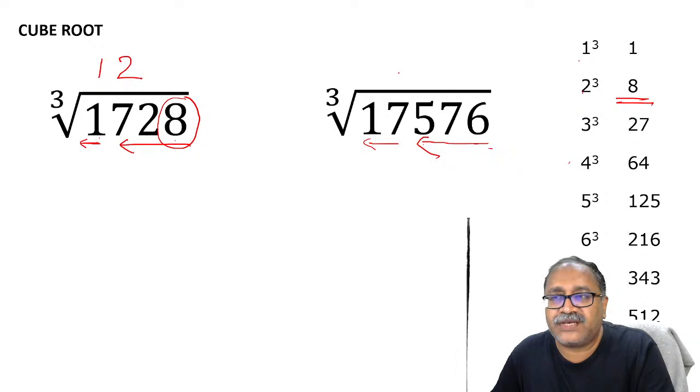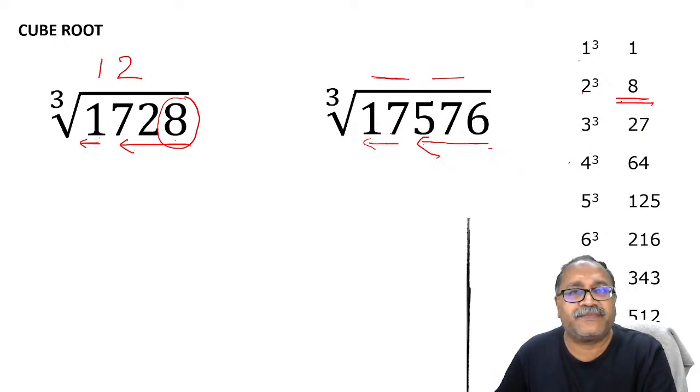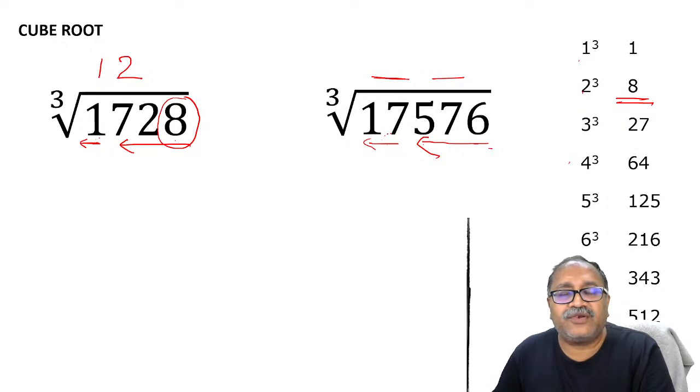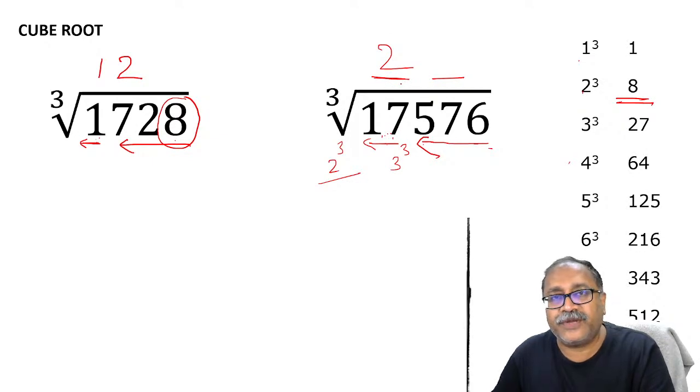Now this number will have 2 digits in my answer. The first digit will be decided by the first set, that is 17. It is greater than 2 cube and less than 3 cube. So my first number should be 2.